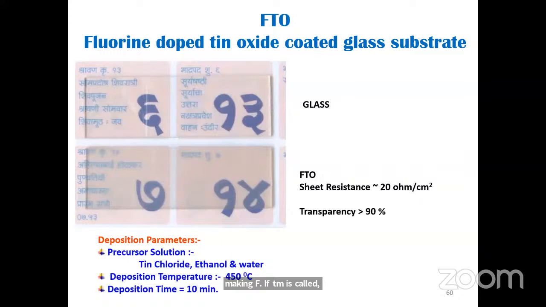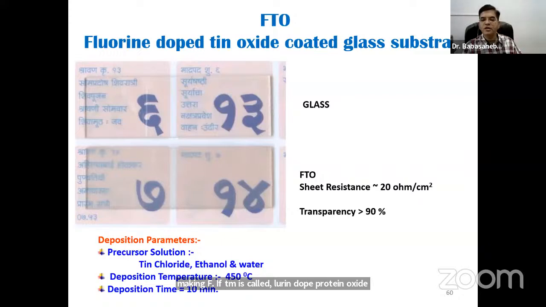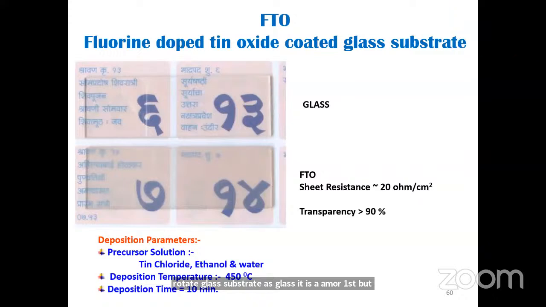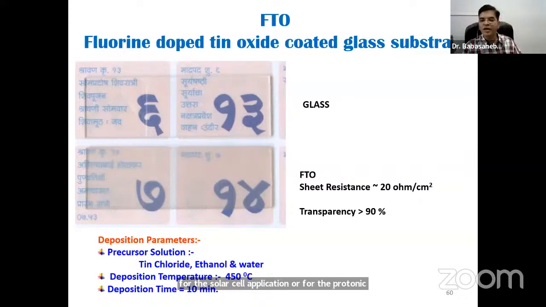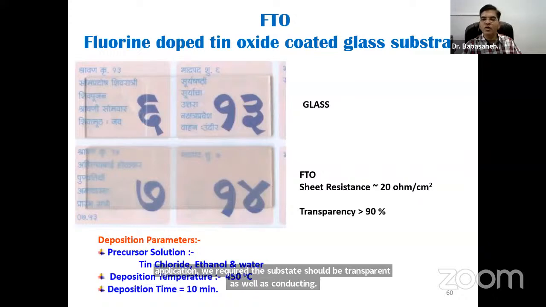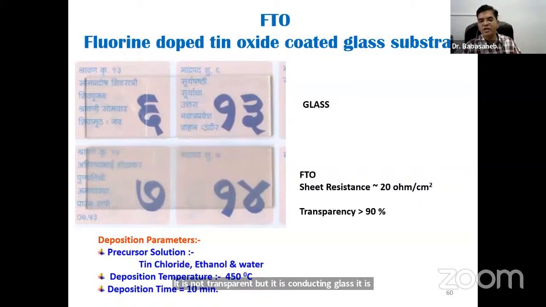Glass is amorphous, but for solar cell application or for photonic application, we require the substrate to be transparent as well as conducting. Metal is not transparent, but it is conducting. Glass is transparent but non-conducting. So what we have to do is coat a very thin layer of oxide on the glass substrate, which can be conducting. So we have coated tin oxide on the glass substrate. Here in the first image you can see the glass, and the second one is the fluorine doped tin oxide having sheet resistance less than 20 ohm per centimeter square with a transparency of 90%.